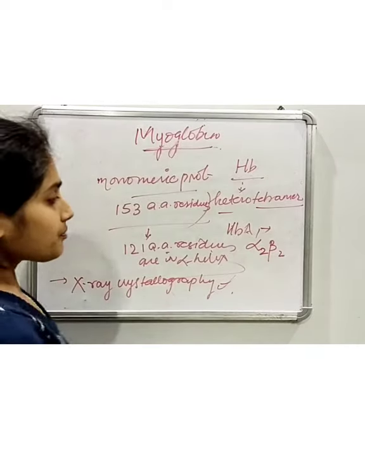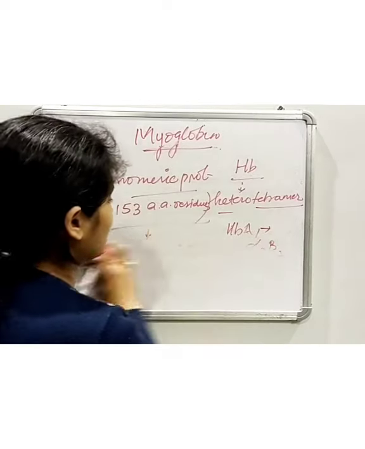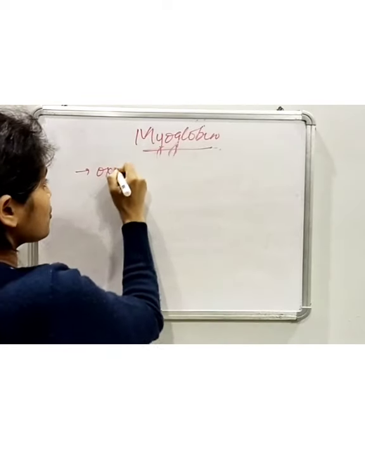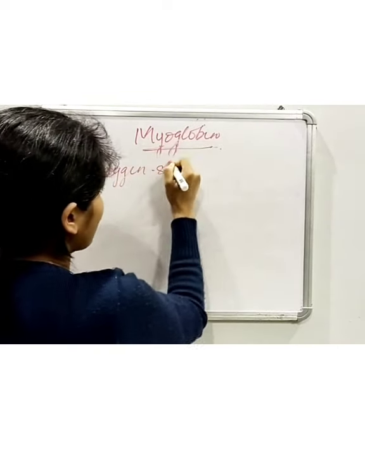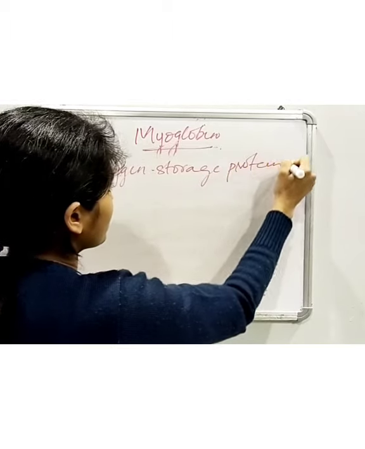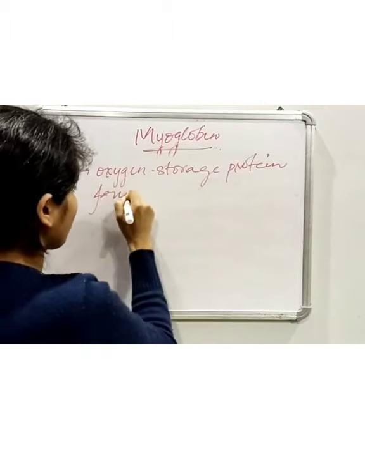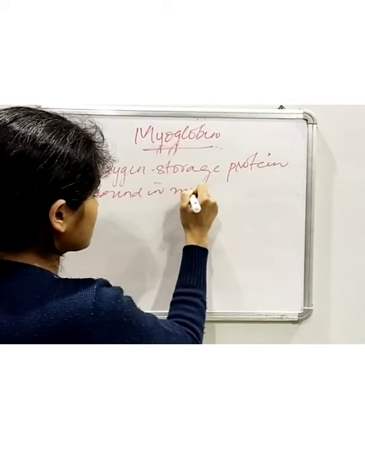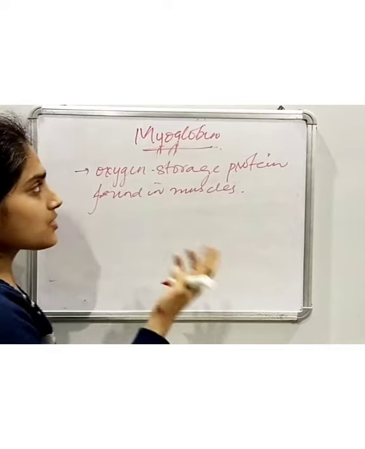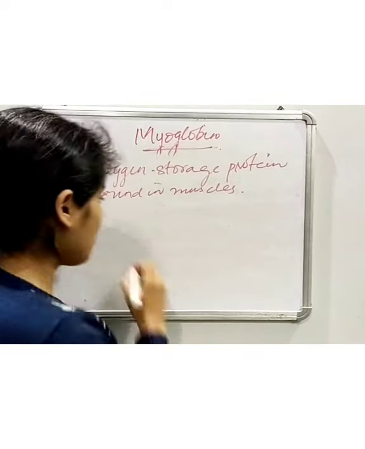Okay, now this is where this protein is found. This protein is found in muscles. So it is an oxygen storage protein which is found in muscles. And where does this oxygen bind? The heme.